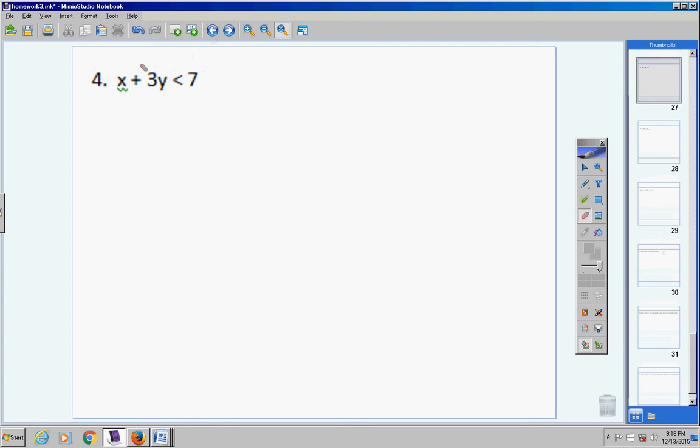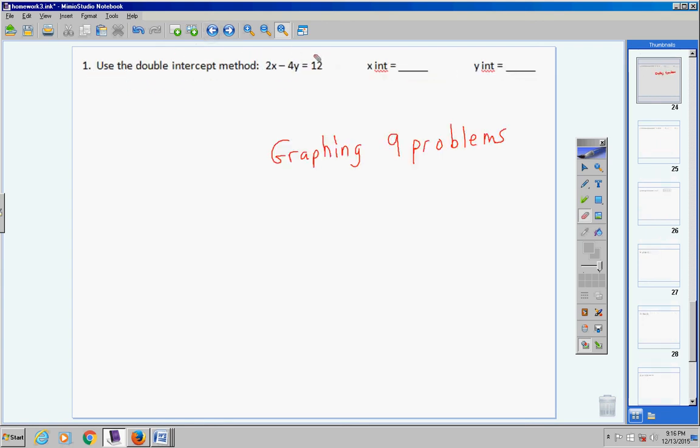All right, here we go. So I'm going to start my numbers over again. I'm going to call this problem here problem number 1. Okay, so problem number 1, I want you to graph this using the double intercept method.